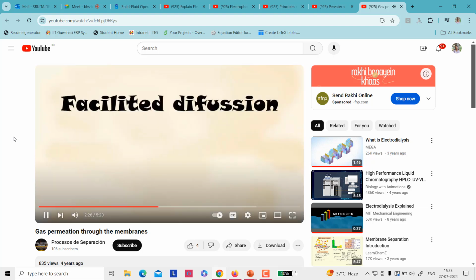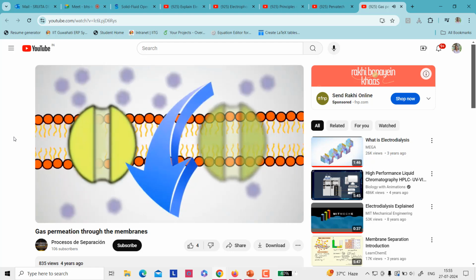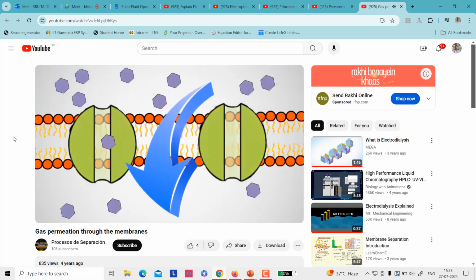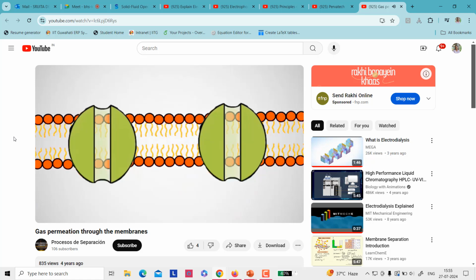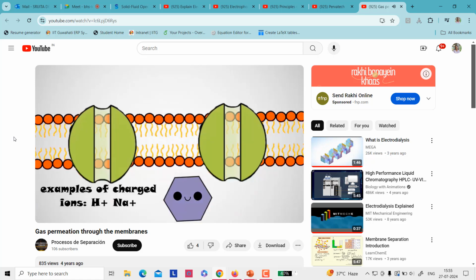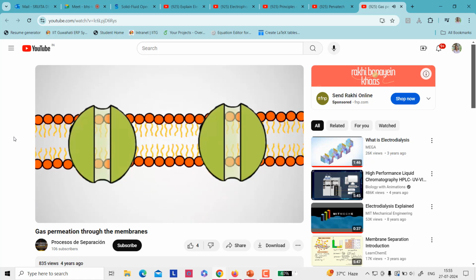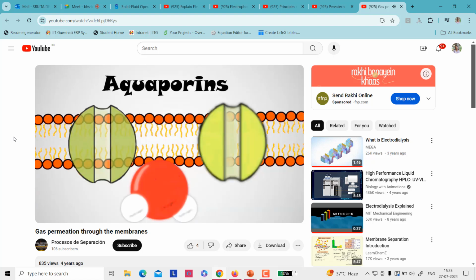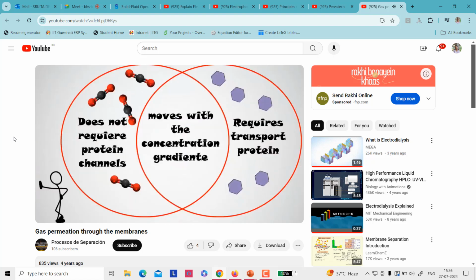This is still diffusion, and it still moves with the concentration gradient from high to low. It doesn't require energy, so it is a type of passive transport. It's just that the proteins are facilitating or helping things pass. Target ions often require a protein channel to pass through. Glucose needs the help of a transport protein. In osmosis, for water to travel at a fast rate across the membrane, it passes through protein channels called aquaporins. These are all examples of facilitated diffusion, which is a type of passive transport.